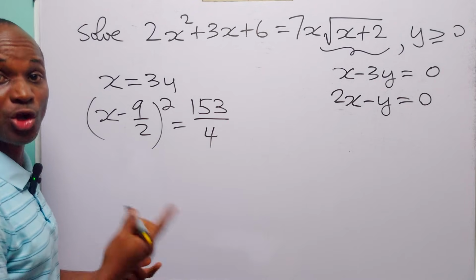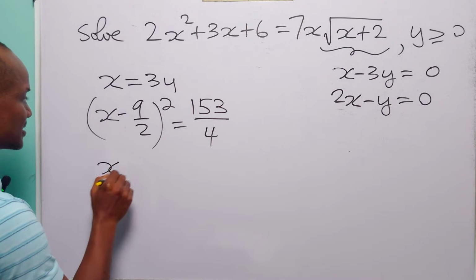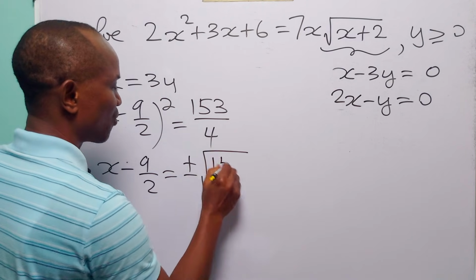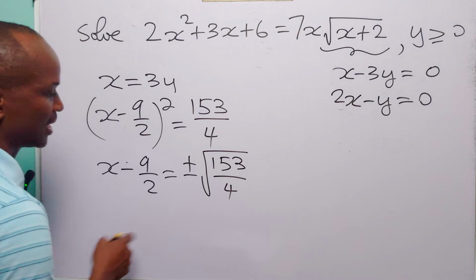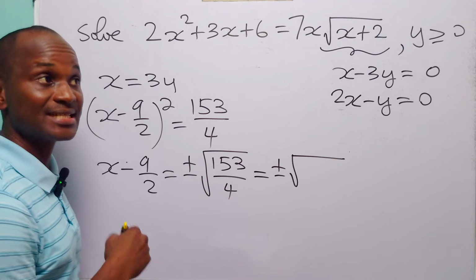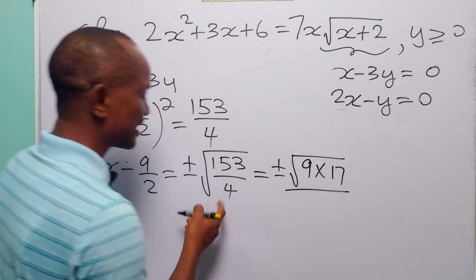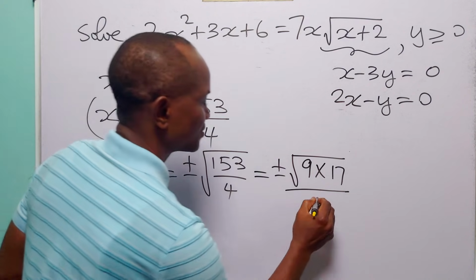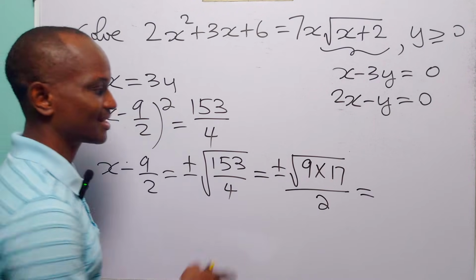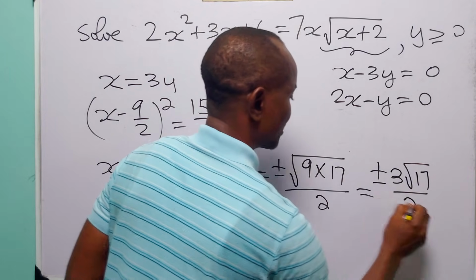And of course, to solve this equation, all we have to do is take the square root of both sides of the equation. When we do that, we have that x minus 9 over 2 is equal to plus or minus the square root of 153 over 4. Now, this is equal to plus or minus the square root of 153, which is 17 times 9. So this is 9 times 17 divided by the square root of 4, which of course is equal to 2. But 9 is a perfect square and the square root of 9 is 3. So this is equal to plus or minus 3 root 17 over 2.